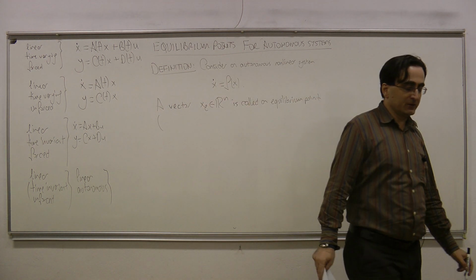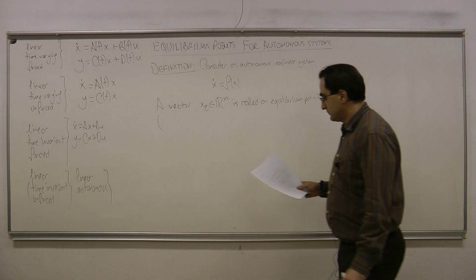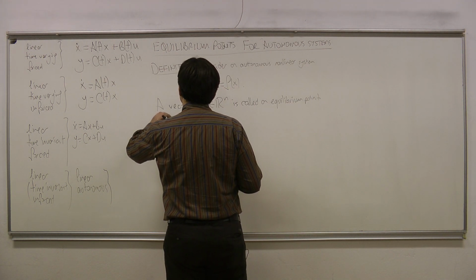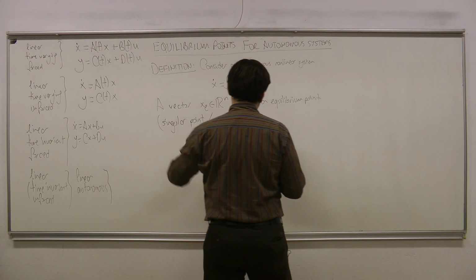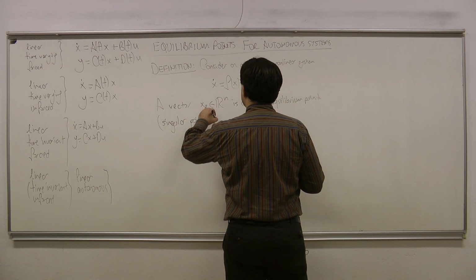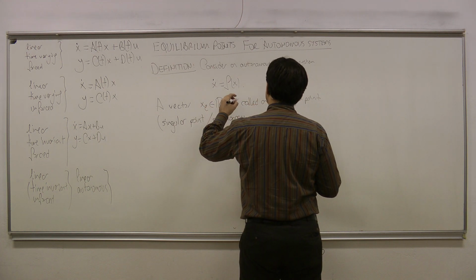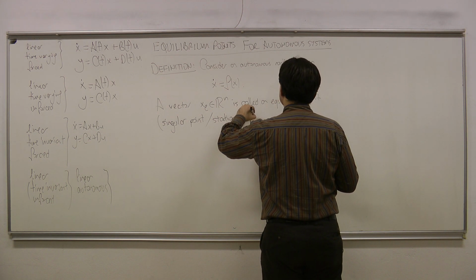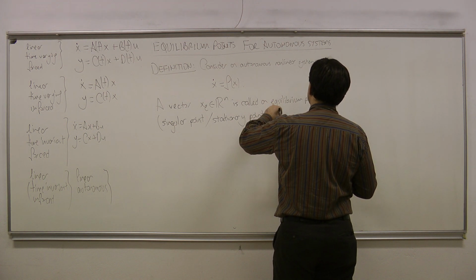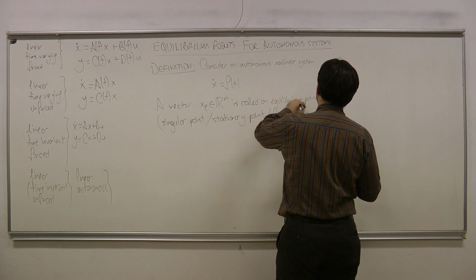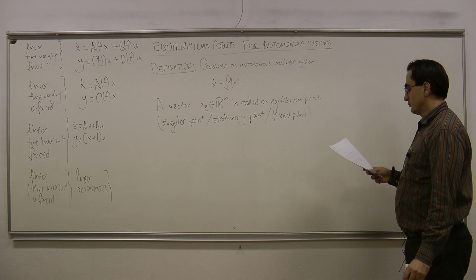Sometimes people in different areas of study would call an equilibrium point by different names. Mathematics people would call an equilibrium point a singular point. Physics people would sometimes call an equilibrium point a stationary point, and they can sometimes use the name fixed point for the equilibrium point. But they would all denote the same concept.